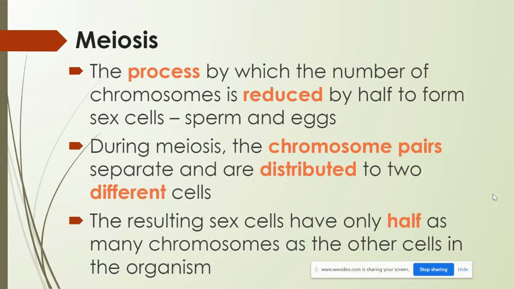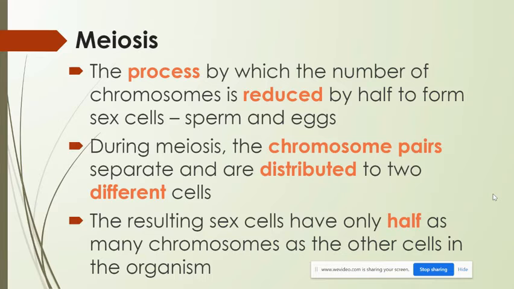So meiosis then is the process by which the number of chromosomes is reduced by half to form sex cells, which are the sperm and the eggs. So during meiosis, the chromosome pairs separate and are distributed into two different cells. Then the resulting sex cells have only half as many chromosomes as the other cells in the organism. So any of our body cells all have the full amount of chromosomes we need, but our specific sex cells only have half.